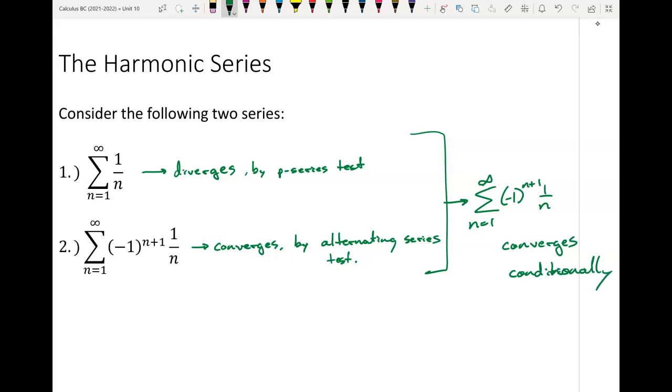Conditionally. There we go. So it's when our series without the alternating component diverges, but with the alternating component converges, that is when we have conditional convergence. So just thinking about that, what would make a series converge absolutely? If both are convergent, right? With and without the alternating component. If both converge, then that's absolute convergence, right?